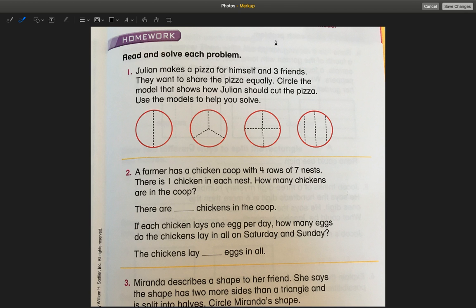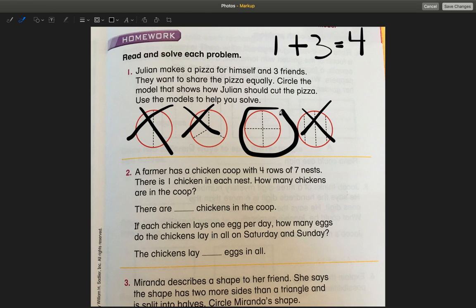Well, we know that Julian is one person and he has 3 friends. So Julian plus his 3 friends equals 4 friends. That means that we need to make equal pieces for 4 people. So 1, 2, that's definitely not enough for 4 people. 1, 2, 3, that's not right. I think they were trying to trick us and do just 3 friends, but we can't forget Julian. 1, 2, 3, 4. Ooh, those all look really equal. Now this is 4, but these parts are smaller, so I'm going to cross that one out. So it looks like this is going to be the pizza that is split into 4 equal parts.